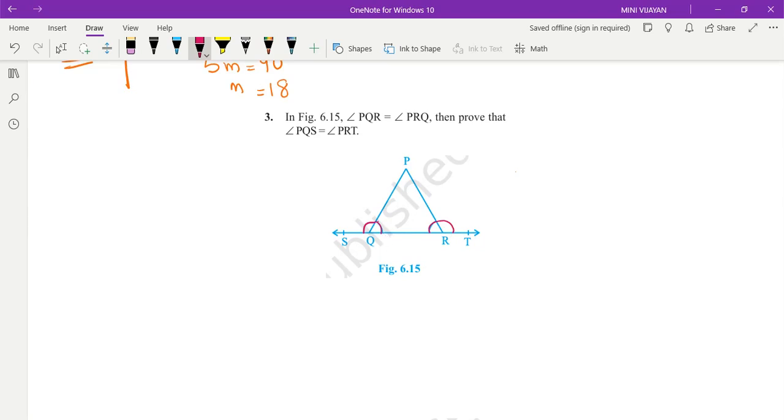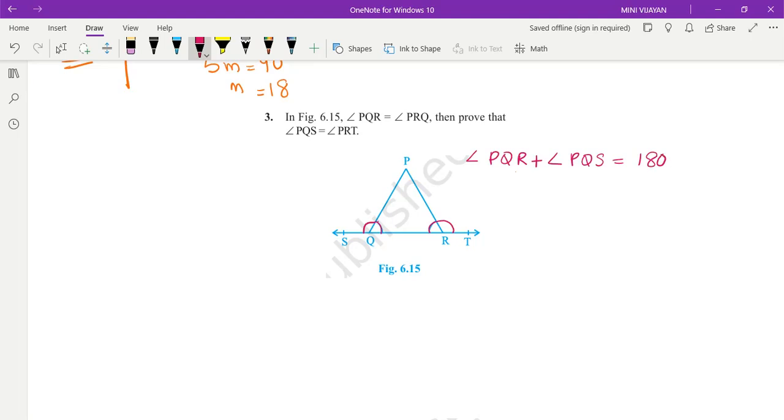What do you think about these two angles, angle PQS and angle PQR? What is the relation between them? Yes, they form a linear pair. So the relation between PQR and PQS is angle PQR plus angle PQS, which is equal to 180.